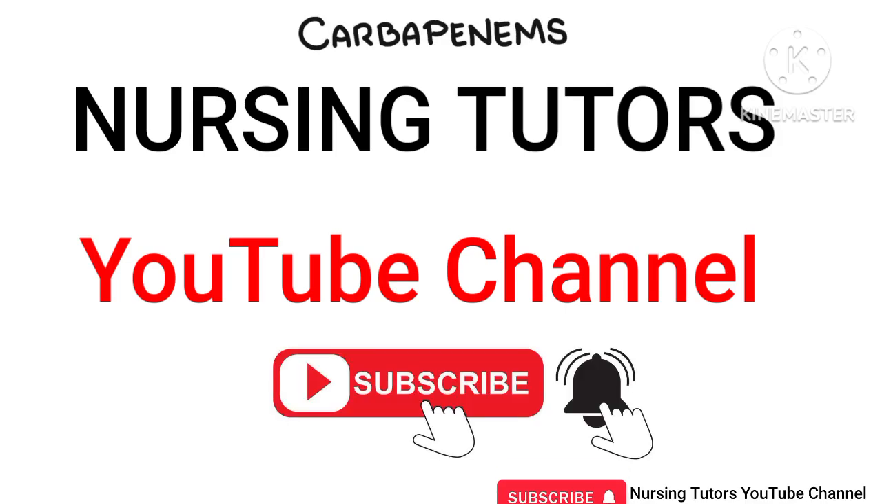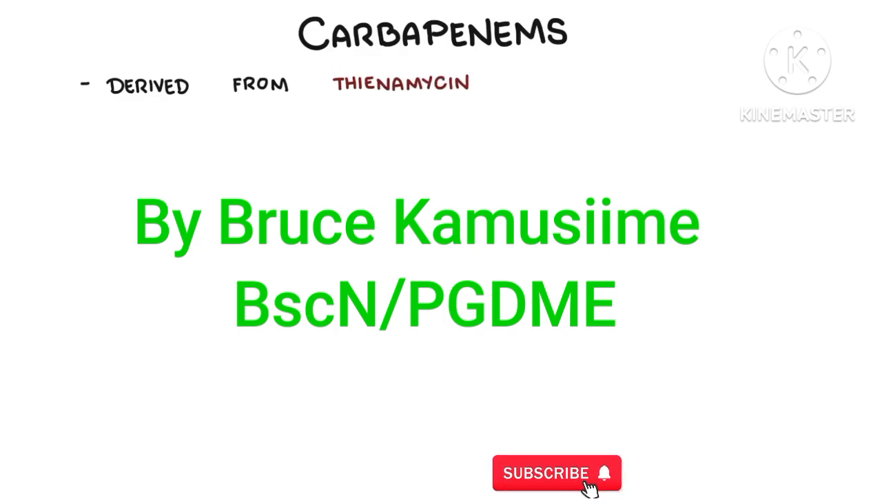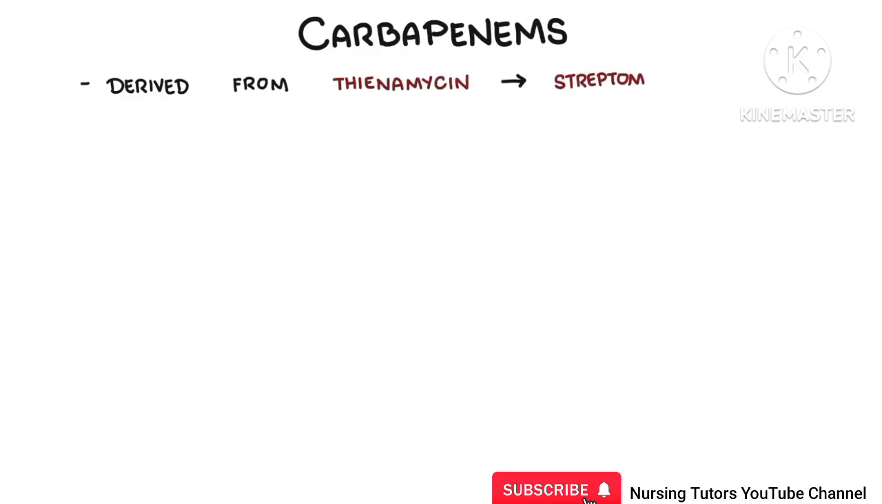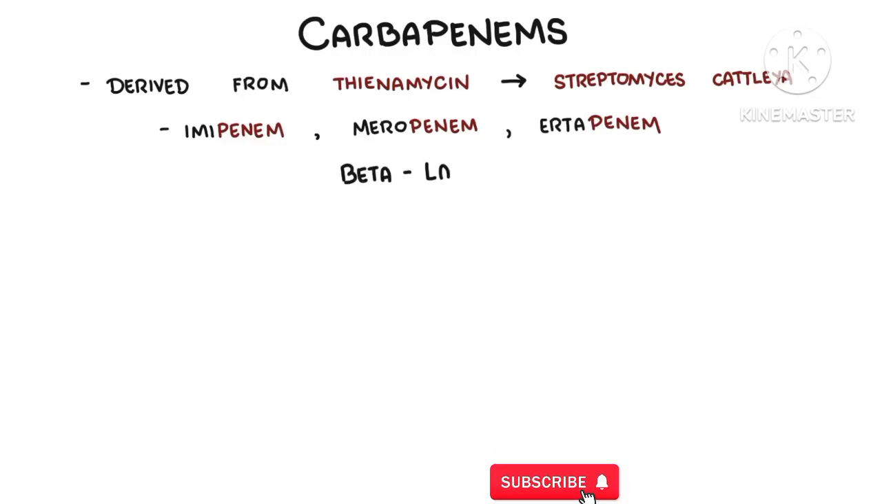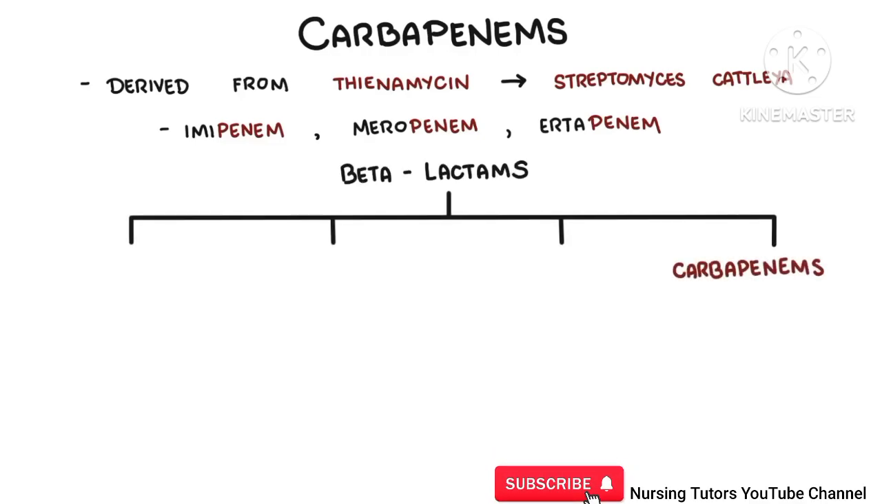My name is Bruce Kamsime and today we are going to discuss the pharmacology of carbapenems. Carbapenems are derived from thienamycin, which is a derivative of Streptomyces, and they end with the suffix penem. We have examples like imipenem, meropenem, ertapenem, and a few new ones which have been discovered recently.